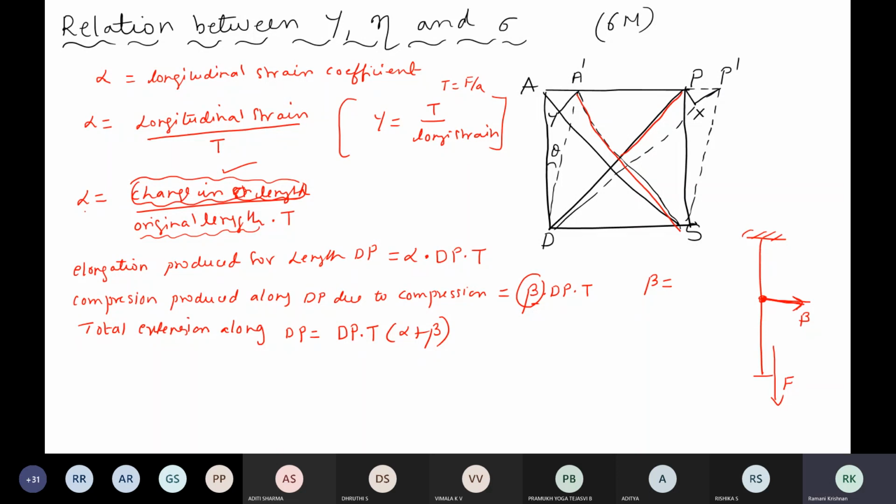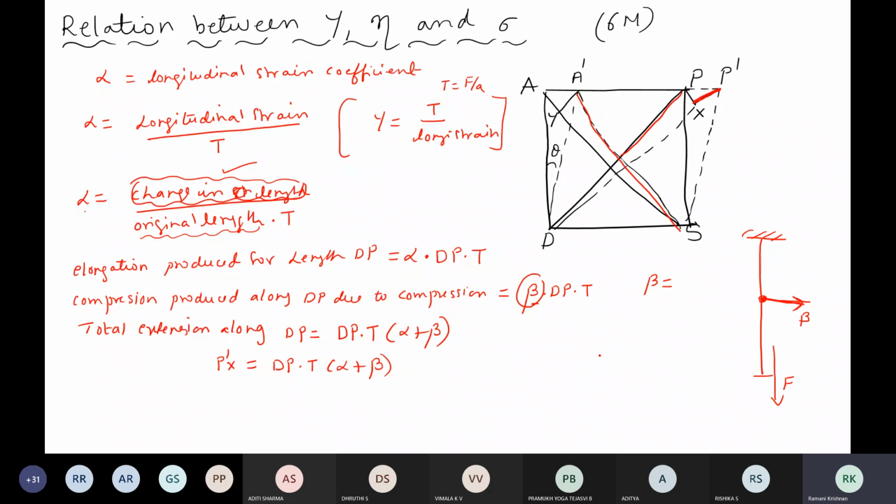Elongation produced along dp is due to the extensive stress, so it is alpha dot dp dot t. Along dp there is also compression acting, so it is beta dp dot t. So the total extension acting along dp is the sum. Okay students, with this let us continue. The extension produced is p dash x. First it was dp, now it has become dp dash. So I will write p dash x is equal to dp dot t, alpha plus beta.